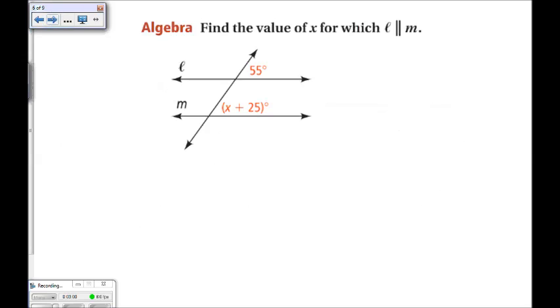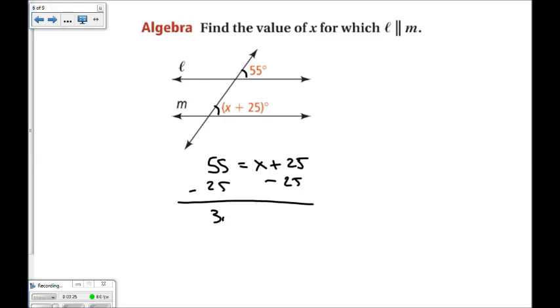Okay, next, find the value of x for which L and M are parallel. Well, for L and M to be parallel, these corresponding angles would have to be congruent. So 55 would have to be equal to x plus 25, and I simply solve this equation by subtracting 25 from both sides to get x by itself. And I get 30 is equal to x, or x is equal to 30.